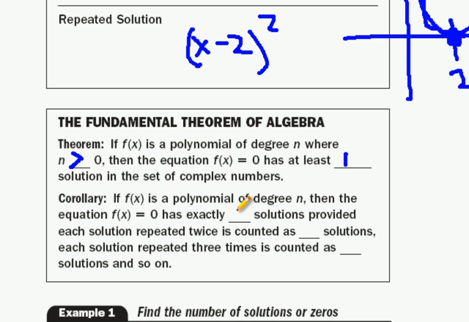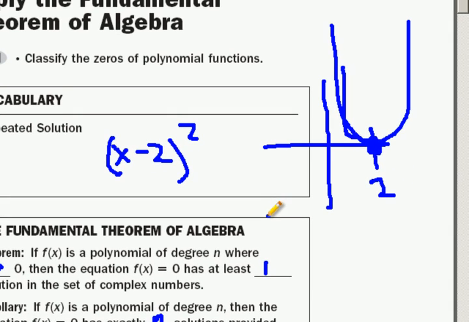And if I take a look at the corollary, if it's degree n, then there are exactly n solutions. If it's repeated twice, there will be 2 solutions. If it's repeated 3 times, there are 3 solutions. A graph with 3 repeated might look like this. It goes through and then buzzes right through here, and that ends up having 3 in one spot.